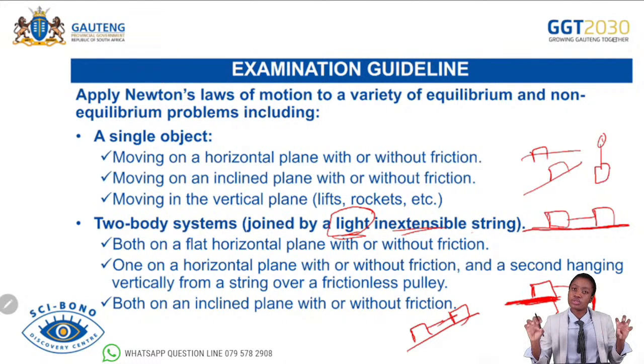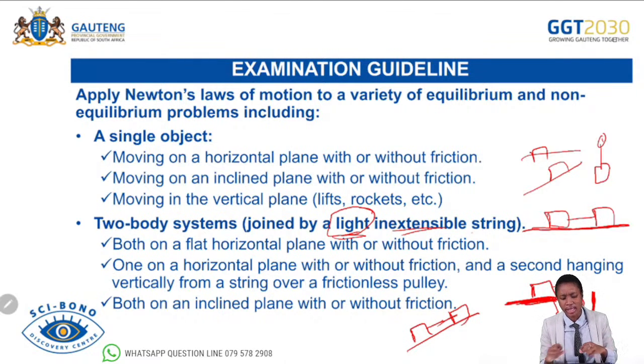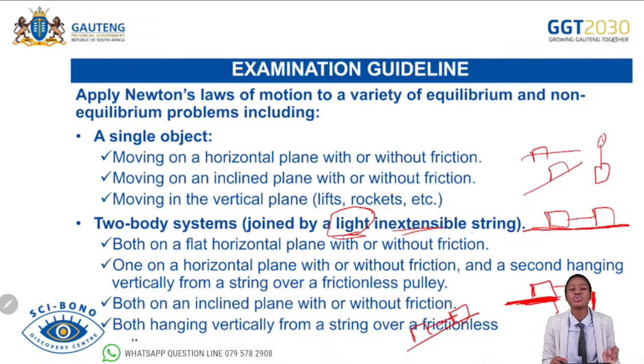The second one is when we have two systems, right? Two bodies, in this case one system, two bodies that are joined by a light inextensible rope or cable or string. What does that mean? It means that the string does not stretch. So either they'll be both flat on a horizontal surface, or one will be on a horizontal and one will be hanging, or the last one where they'll be both on an incline. So those are the three problems or scenarios that you can be confronted with, and you should be able to apply these. And lastly, both hanging vertically from a string over a frictionless pulley.